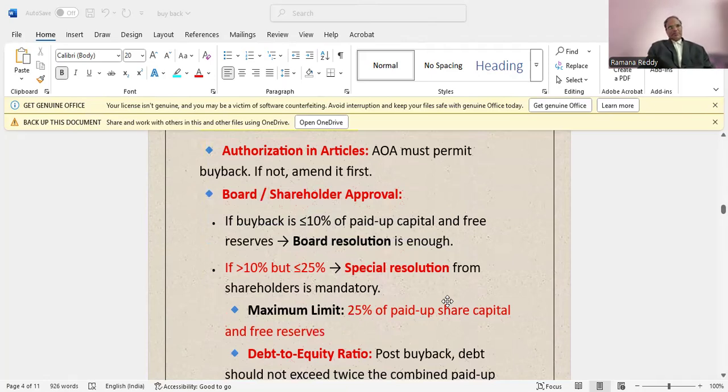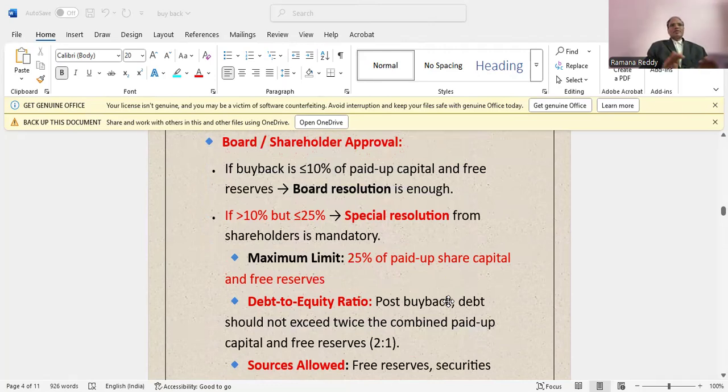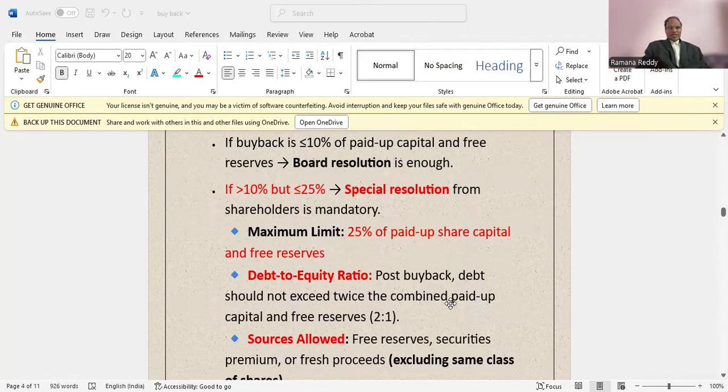It is mandatory. What is the maximum limit? 25% of paid up capital and free reserves. This is the maximum limit. In a year, 25% is the maximum. 25% of paid up share capital is the maximum. Debt to equity ratio 2:1. Post buyback, debts should not exceed twice the combined paid up capital and free reserves.